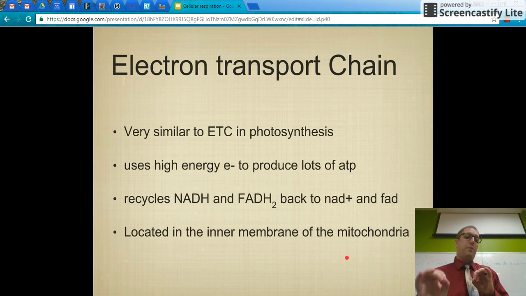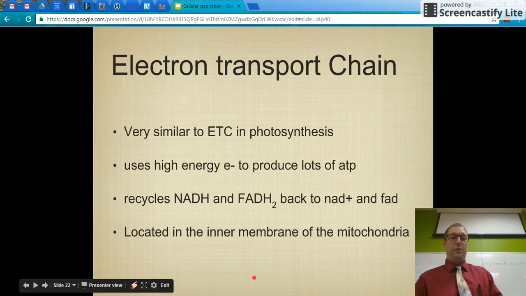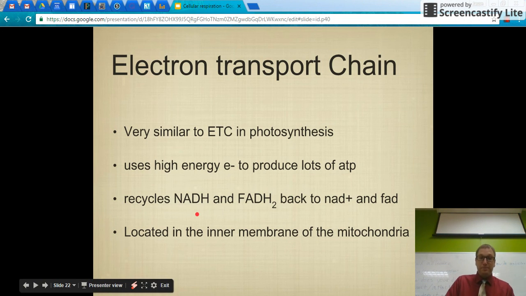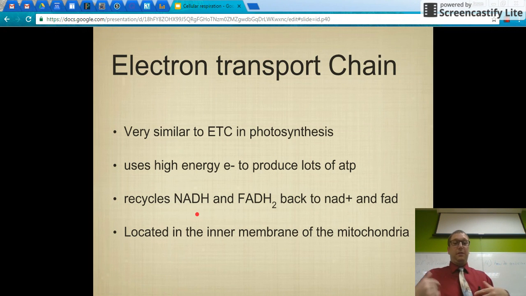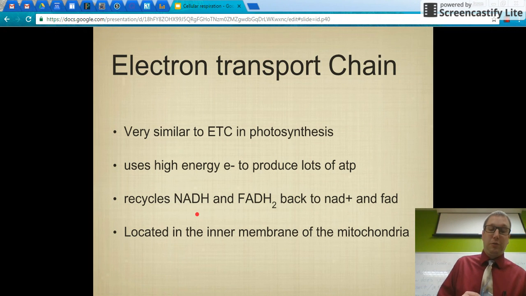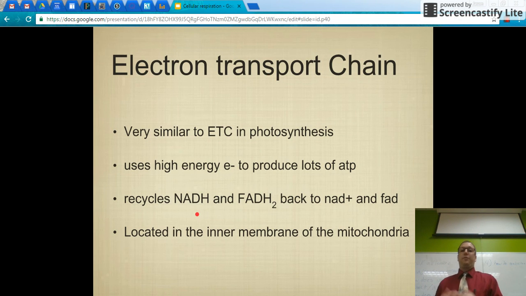This works very similar to the electron transport chain in photosynthesis, only it's at the end instead of the beginning. And it's using the energy from glucose instead of using the energy from sunlight. But it uses those high energy electrons to produce a lot of ATP, and it helps recycle NADH and FADH2 so that we can continue to go through glycolysis, we can continue to make energy. And this is located on that inner membrane of the mitochondria. Remember, the mitochondria has that folded inner membrane. That's where the electron transport chain works.